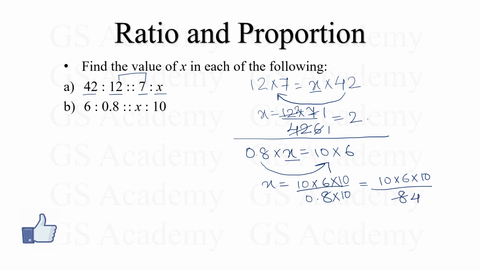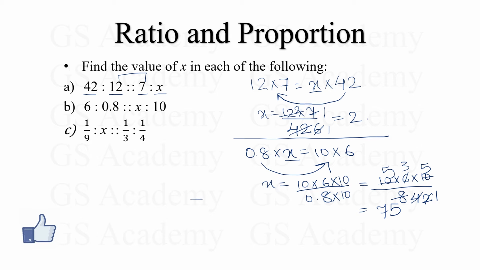So 2 fours are 8 and 2 fives are 10. 2 twos are 4 and 2 fives are 10. 2 ones are 2 and 2 threes are 6. So 5 threes are 15 and 15 fives are 75. So the value of x will be 75 for the second question. Now let's see the third question.